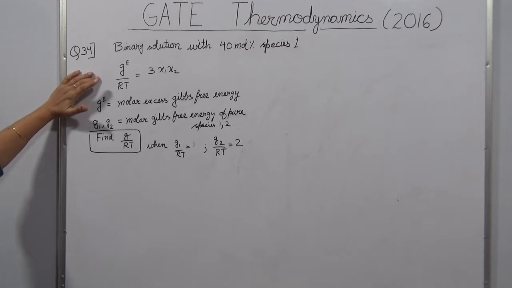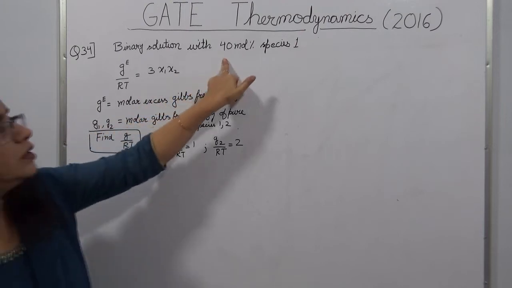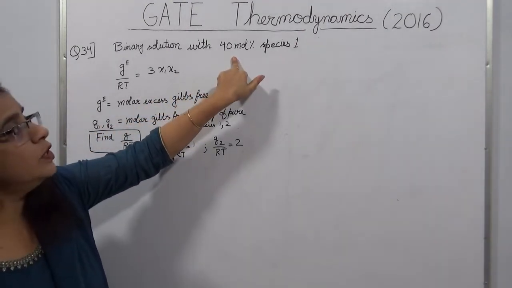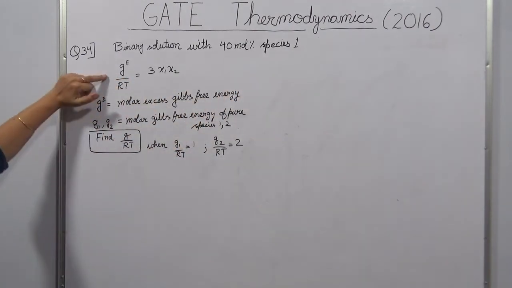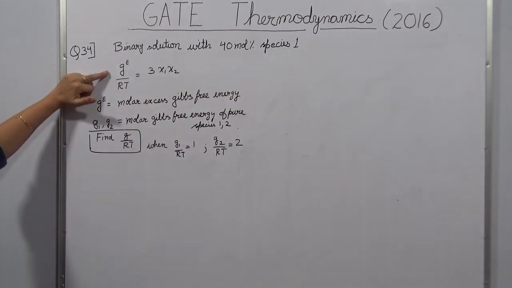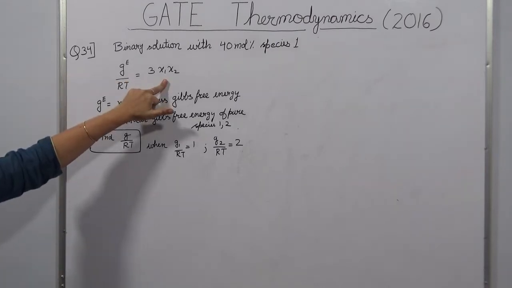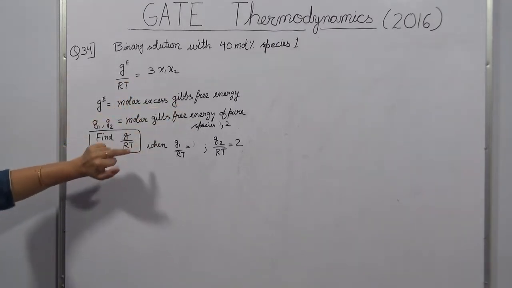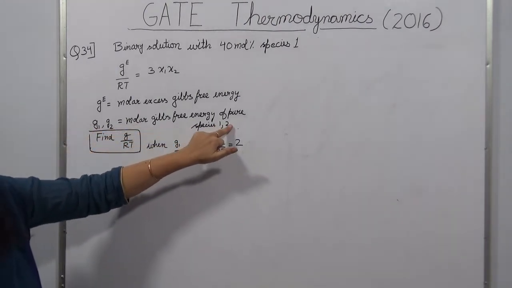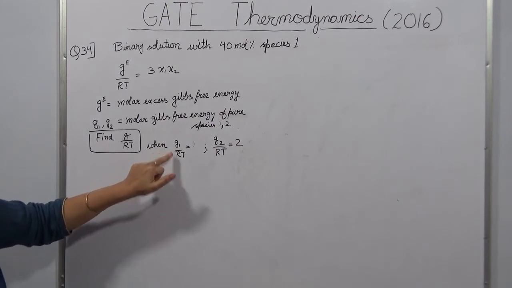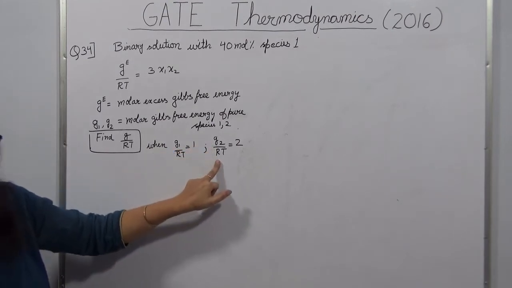So there is a binary solution of species 1 and 2, with the species 1 having a mole fraction of 0.4. So the species 2 will have a mole fraction of 0.6. Now they have given that molar excess Gibbs free energy divided by RT is given by this equation, 3x1x2. Further they have given that if G1 and G2 are the molar Gibbs free energy of pure species 1 and 2, then they have given you the value of G1 by RT and G2 by RT.